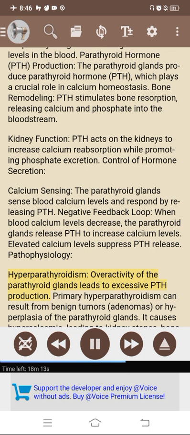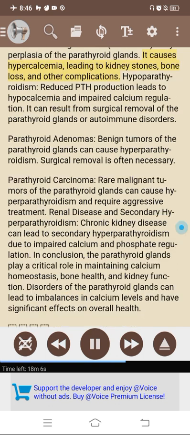Pathophysiology. Hyperparathyroidism. Overactivity of the parathyroid glands leads to excessive PTH production. Primary hyperparathyroidism can result from benign tumors (adenoma) or hyperplasia of the parathyroid glands. It causes hypercalcemia, leading to kidney stones, bone loss, and other complications. Hypoparathyroidism. Reduced PTH production leads to hypocalcemia and impaired calcium regulation. It can result from surgical removal of the parathyroid glands or autoimmune disorders.